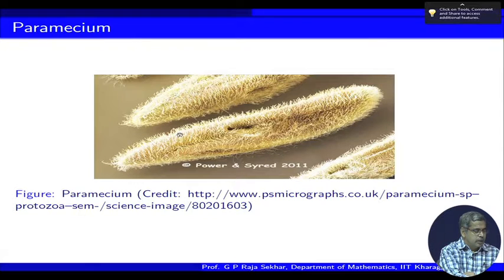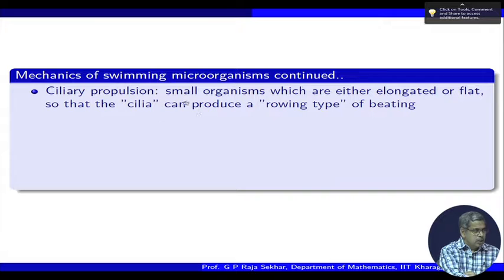These are some interesting examples, and there are several such examples. The basic thing is that these are moving by virtue of ciliary propulsion. That means these hair like structures, you have a collection of them, and they produce a rowing kind of motion. These hair like structures do like this.